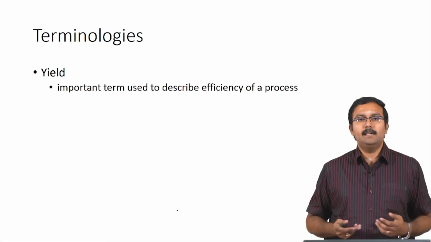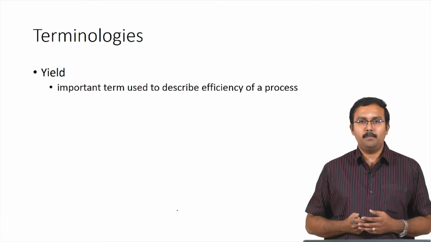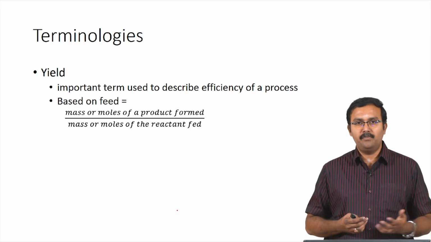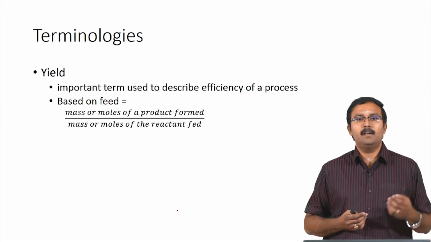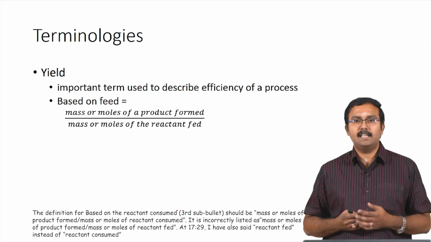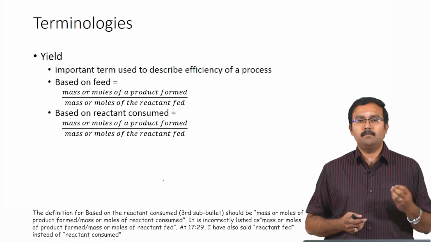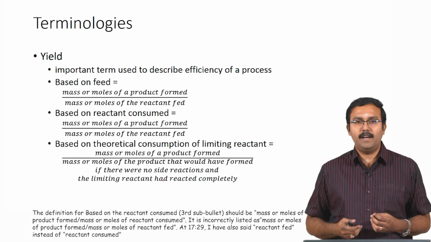Yield can be defined in many terms. It is used to describe the efficiency of a process. So, yield can be defined based on the feed which is given. So, it is mass or moles of a product which is formed divided by mass or moles of the reactant which is fed. Based on the reactant consumed, you can define yield as mass or moles of a product formed to the mass or moles of the reactant fed.